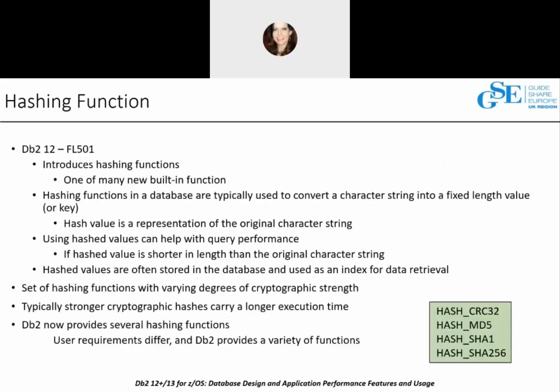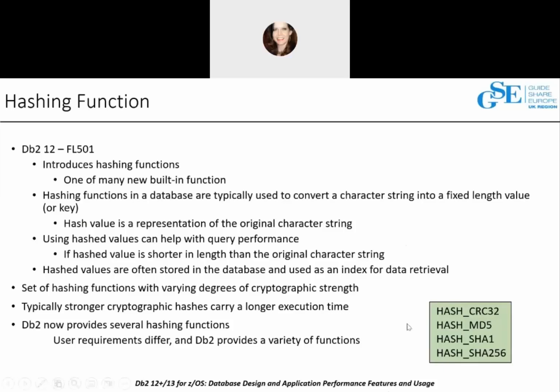Hashing functions came out in 5.01, built into Db2, and the hashing functions are kind of cool. They allow you to use a CRC hash, cyclical redundancy check, or an MD5 hash to create a hash value for your data. And this is a nice feature to use.